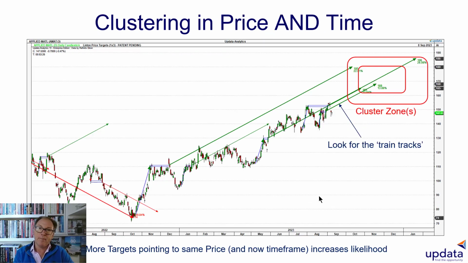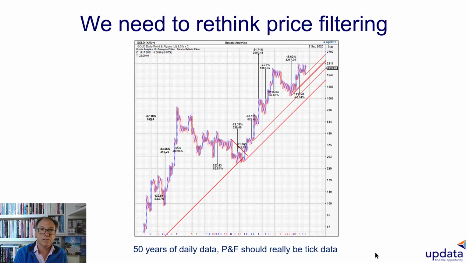So, clustering in price and time. Now this is the really interesting bit, is that you start to get cluster zones in time as well as price. And so you can start to home in on a place where you're seeing an increased likelihood of where the price will go. You're looking for the train tracks, that's what I call the train tracks, and when you've got these multiple targets, that's what you're really looking for. Now, more targets pointed to the same price and time frame increases the likelihood of the target. So that's what we're really looking for, and we will look at some practical examples of that.